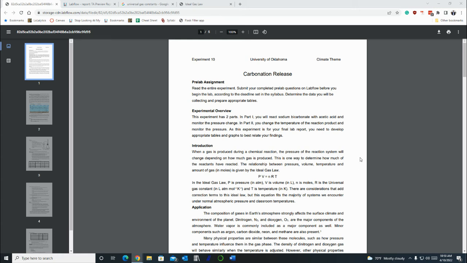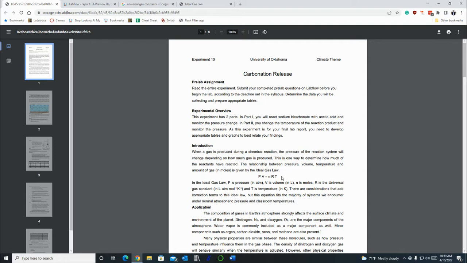This week, we're going to be going over the ideal gas law. So the ideal gas law takes the form of this equation right here, where P is pressure, V is your volume in liters, n is the moles of gas that you have, R is the universal gas constant, and T is your temperature in Kelvin. You should be pretty familiar with all these things except maybe R, the universal gas constant.